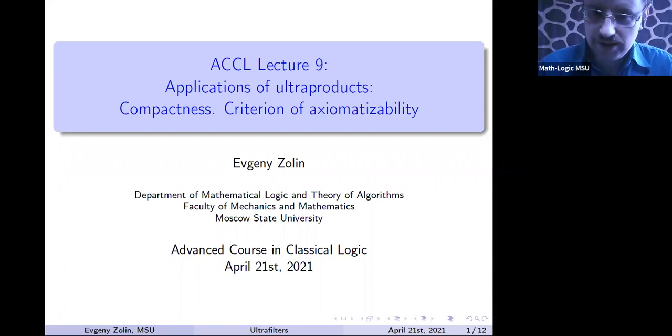Okay, so today is the 9th lecture in the advanced course in classical logic. We continue the topic of the previous lecture. The previous lecture was technically more difficult than other lectures, but today we do not need almost all of the technical details. We only need the main fact that we proved in the previous lecture.